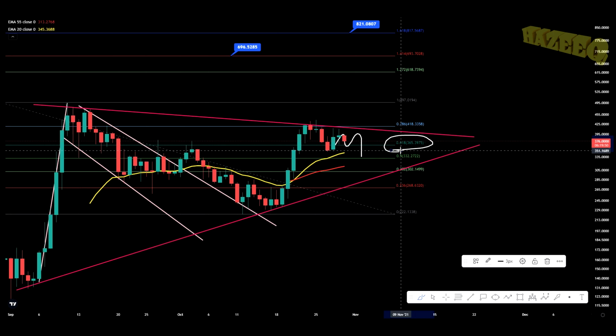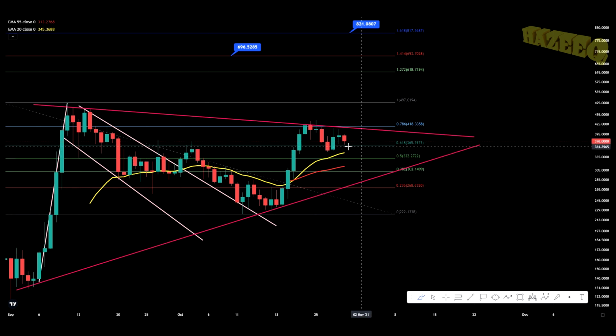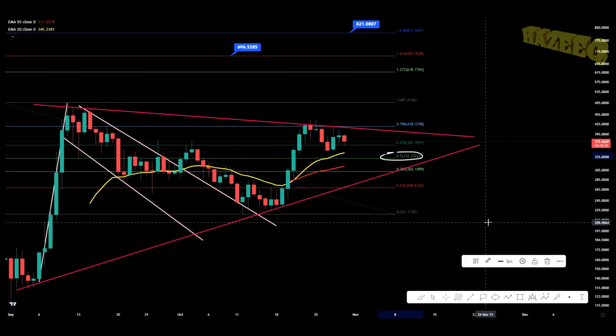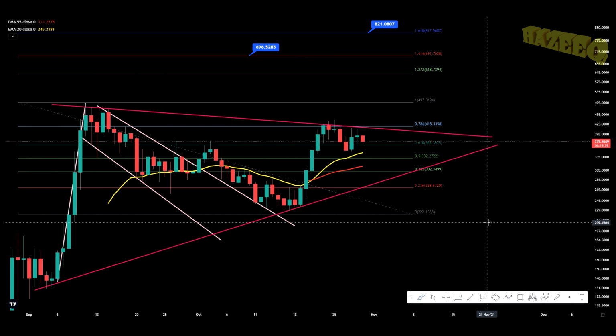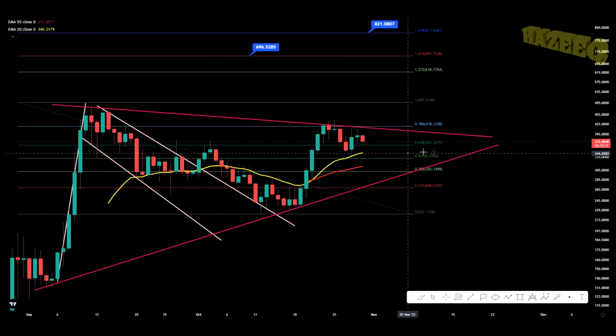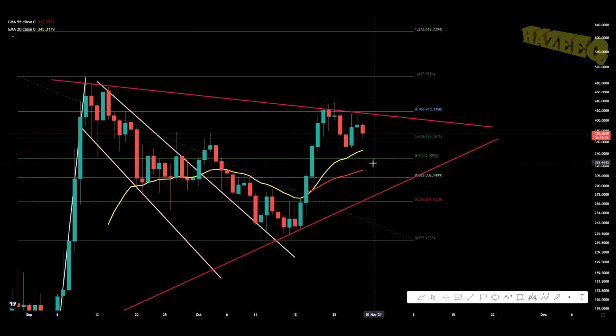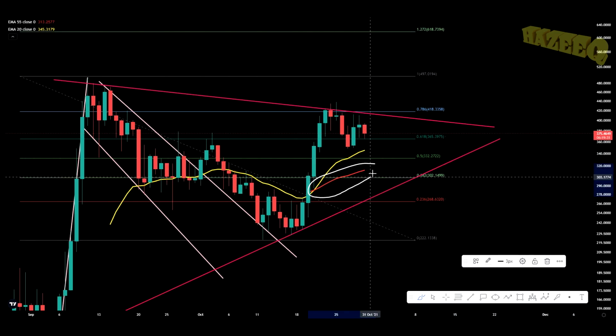$366 is a great entry point at the golden ratio. You can see that we're bouncing off that level for the past couple of days. Below that, we do have the 0.5 sitting at $333, which is another great level to have some buy orders ready. Below that, I want you to pay attention to the 55 EMA over here, this red line.